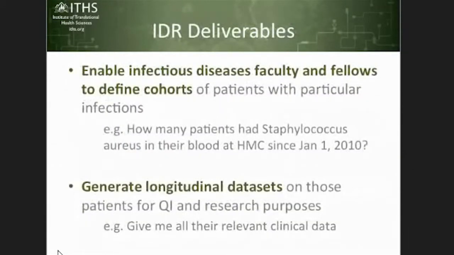So what were the envisioned deliverables? One is to enable the faculty and fellows to define cohorts. They need to figure out what kind of cohort is possible before they do any kind of research. And once they have these cohorts generated, they wanted to get a longitudinal data set, whatever data set is needed for research. So these are the actual bullet point deliverables.